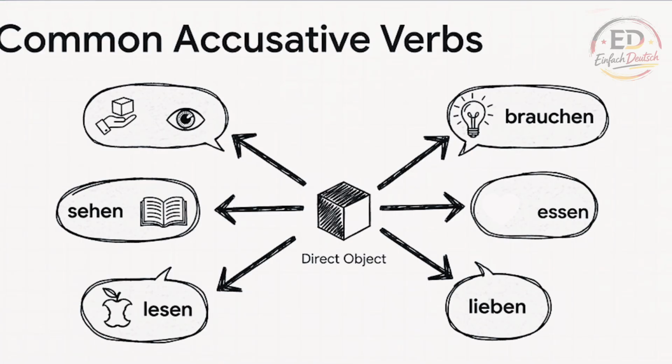And whatever answers that question, boom, that's your accusative object. And here are some of your best friends in this department. These are super common, everyday verbs, and they almost always demand an accusative object. Ich habe, what? Ich habe einen Hund. I have a dog. Ich sehe, whom? Ich sehe den Mann. I see the man. See? It's a very direct relationship between the verb and the object.